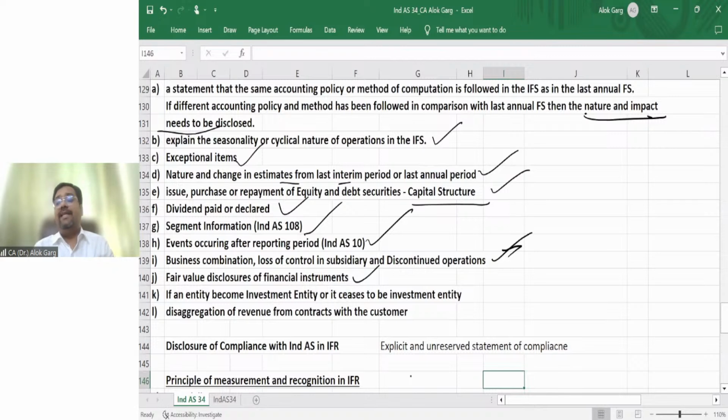Fair value disclosure of financial instruments: your investments, your mutual funds, your commercial paper, your government securities, and if there are derivative contracts or hedging contracts, the fair value disclosure of these financial instruments is also required in the notes to accounts. If an entity becomes an investment entity or ceases to be an investment entity, friends, you will read this concept of investment entity in Ind AS 110, or Ind AS 112. If a normal company becomes an investment entity, or an investment entity becomes a normal company, this is required to be disclosed.